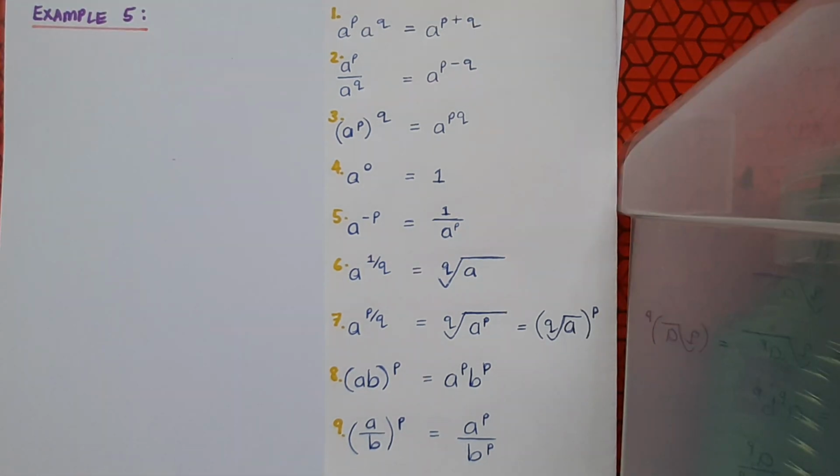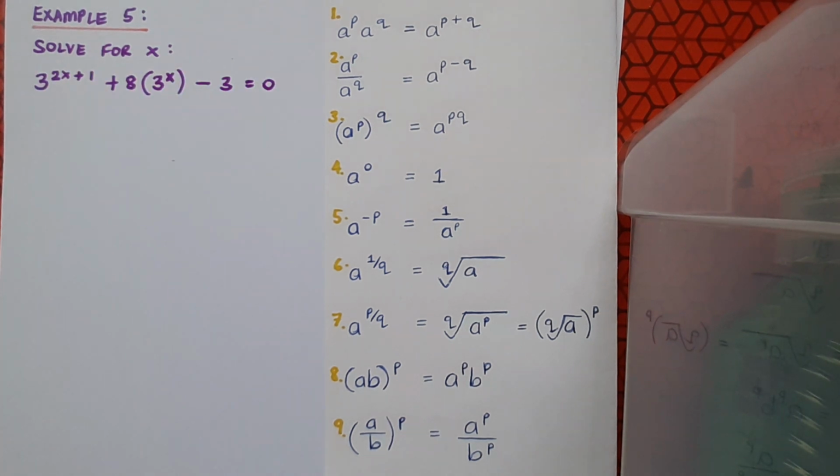Okay, here's example 5. Example 5 is similar in a way to example 4 in that we're going to end up with a quadratic, but there's just a few other things we have to watch out for along the way. So it tells us to solve for x. So that's the first thing we have to watch out for. We're not finished until we have a value for x. Okay, so we've got 3 to the power of 2x plus 1 plus 8 times 3 to the power of x minus 3 equals 0.